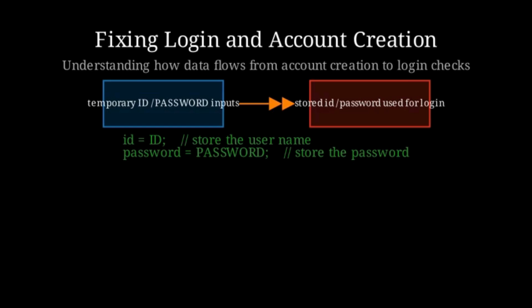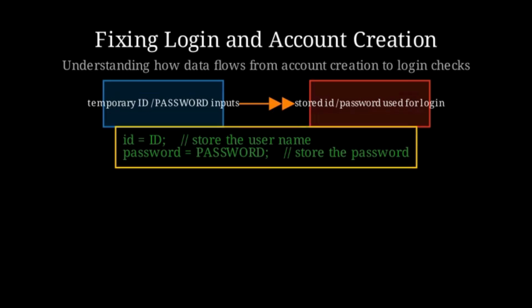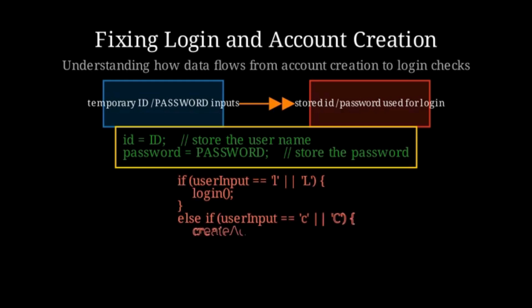storage variables. So after reading ID and password, write ID equals ID and password equals password. Now the login routine will see the new credentials stored and can authenticate. The next bug is in your menu logic.